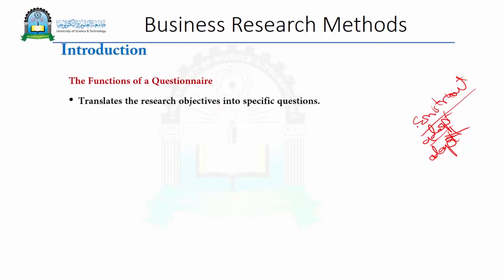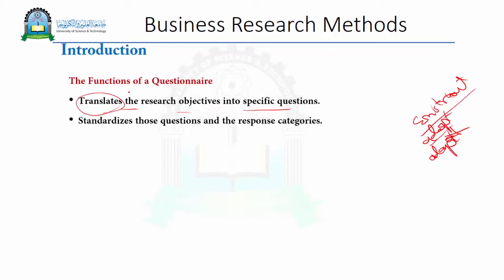There are some functions of any questionnaire. The first function of a questionnaire is that it translates the research objectives into specific questions. So I have a research problem. This research problem is translated into objectives. How I can measure these objectives and find out whether they are fulfilled is by translating these objectives into items to be asked of the respondents, and these items are going to be the questions in the questionnaire.